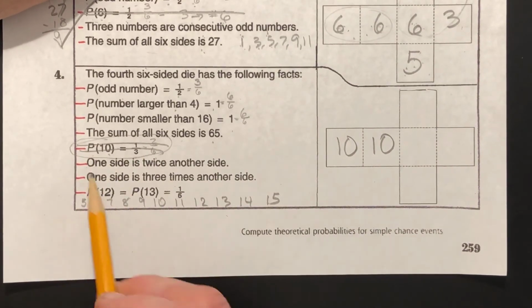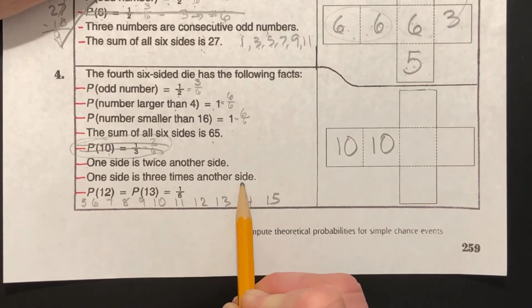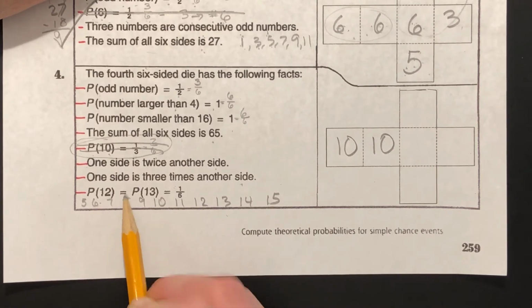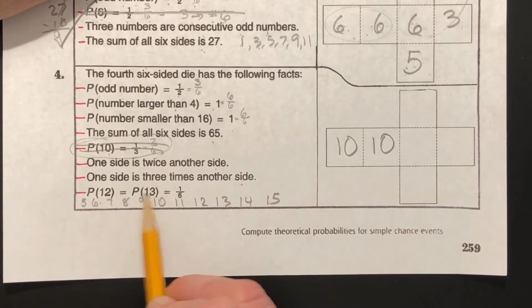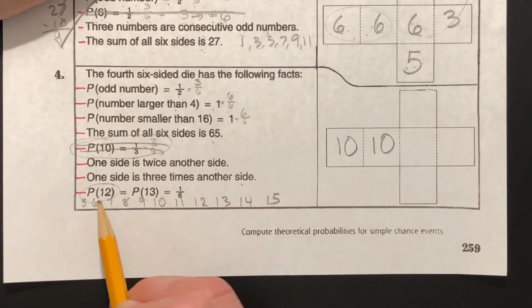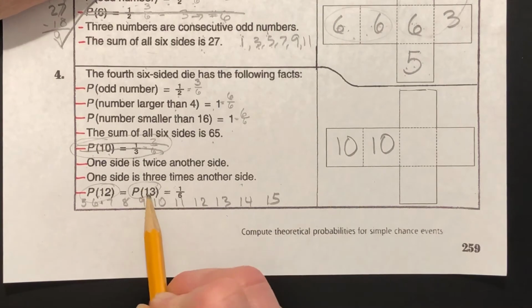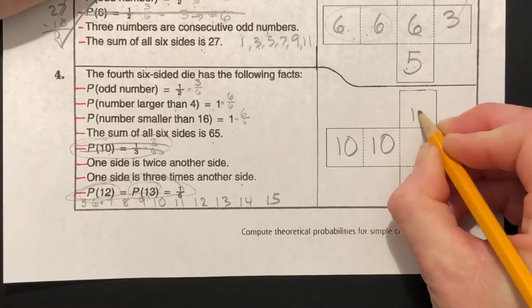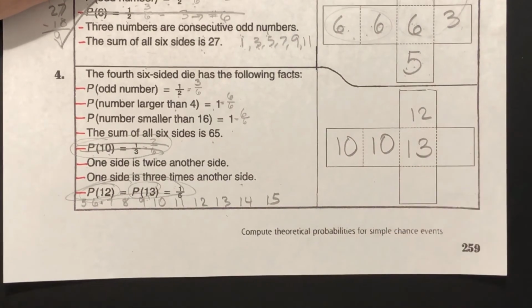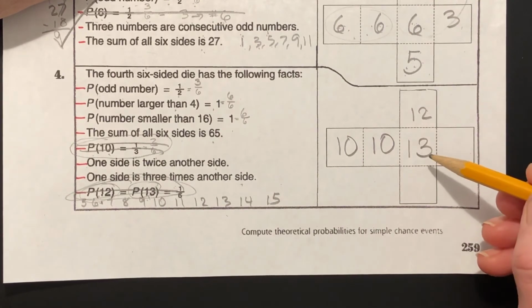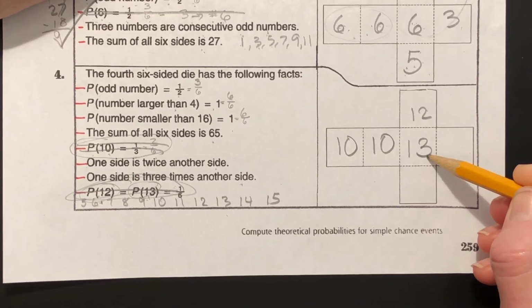One side is twice another side. One side is 3 times another side. The probability of landing on 12 and the probability of landing on 13, they're both the same, and that is 1/6. So 1/6 probability of a 12, 1/6 probability of a 13. Here is another one I can go ahead and do. I have a 12 and a 13. 1/6 probability on 12 and 1/6 probability of landing on 13.